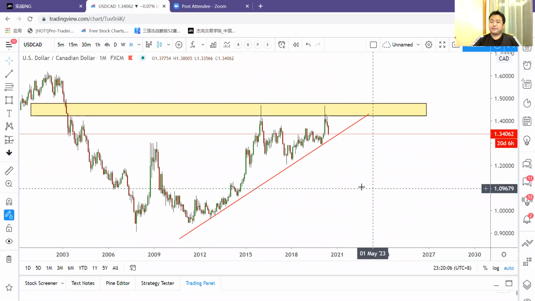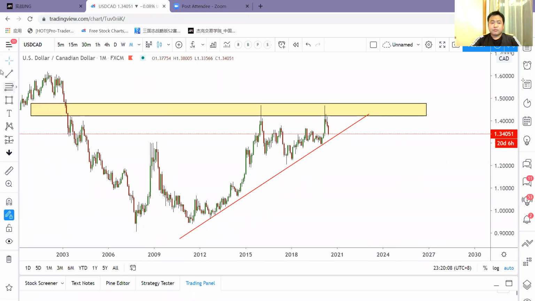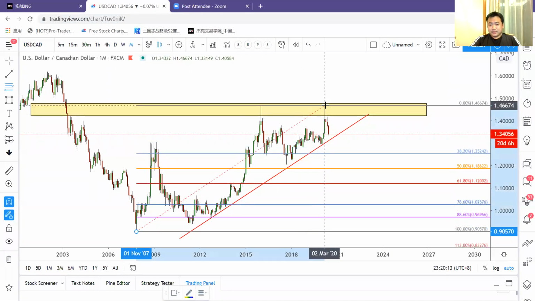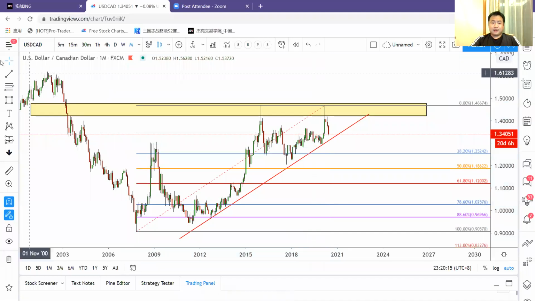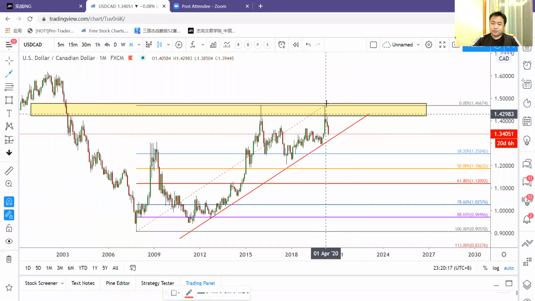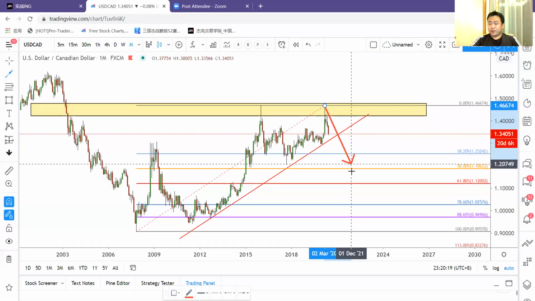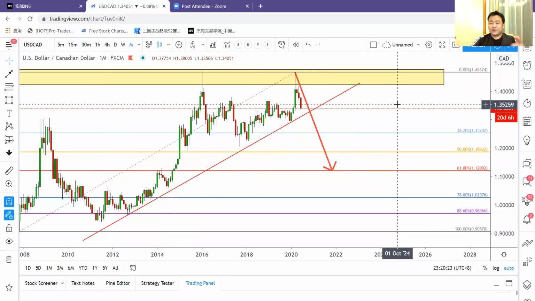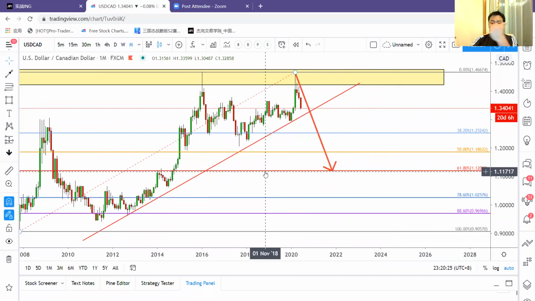2618. Yes, Lester. Very good guess. Okay, so we can always use the Fibonacci level to give us some hints. Yeah, the 618 is possible, which is 1.12. And look left. Okay, the important thing is when you look left.